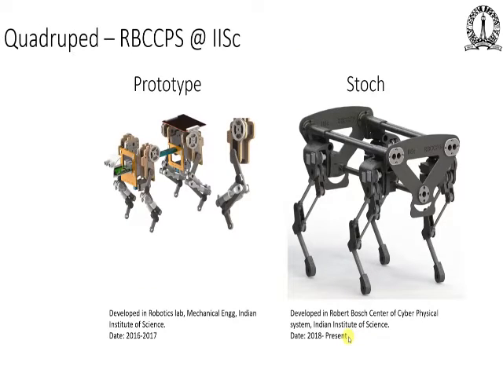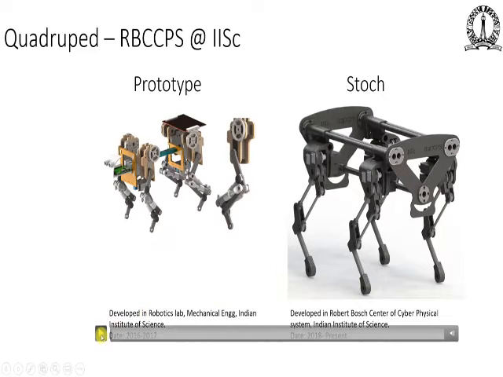One more set of videos is from a collaborative work done with the Robert Bosch Center for Cyber Physical Systems. We are working on this four-legged quadruped. The basic idea is that these quadrupeds can go over and explore uneven terrain. Initially the work was started in the robotics lab, but now it has been taken over and done in a much more sophisticated manner in the Robert Bosch Center for Cyber Physical Systems.